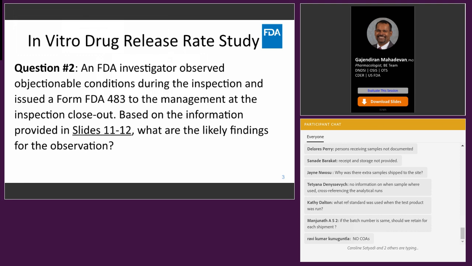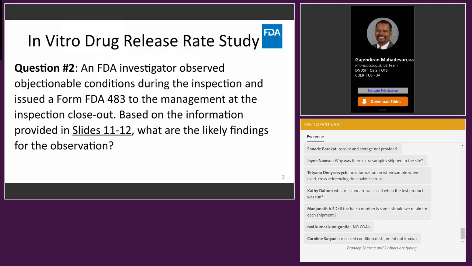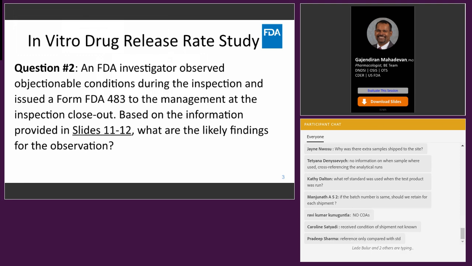There was a question about whether, if the batch number is the same, we should retain each shipment. That is sometimes very important, because someone pointed out in the chat box the storage condition when it arrived. So it is always about the shipment. Even if it is a different batch number, if it arrived in a different shipment, it is better to keep a reserve sample.